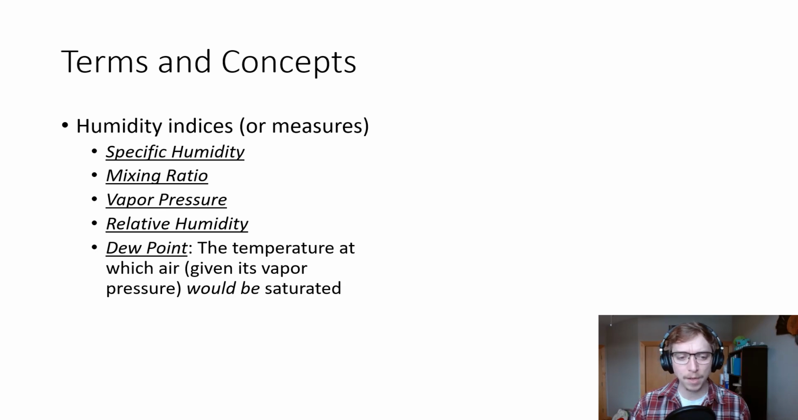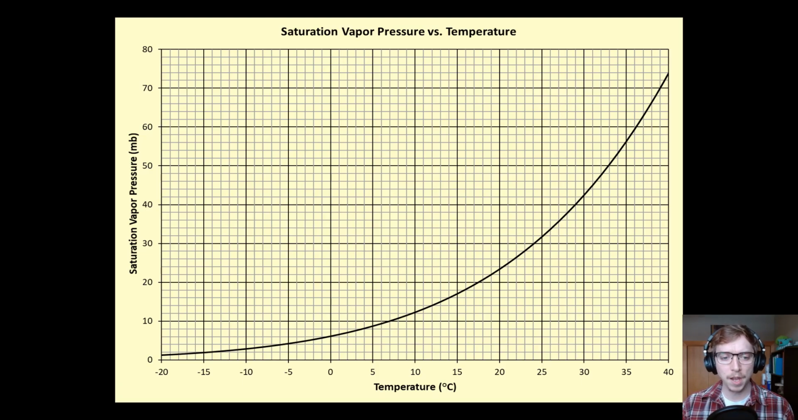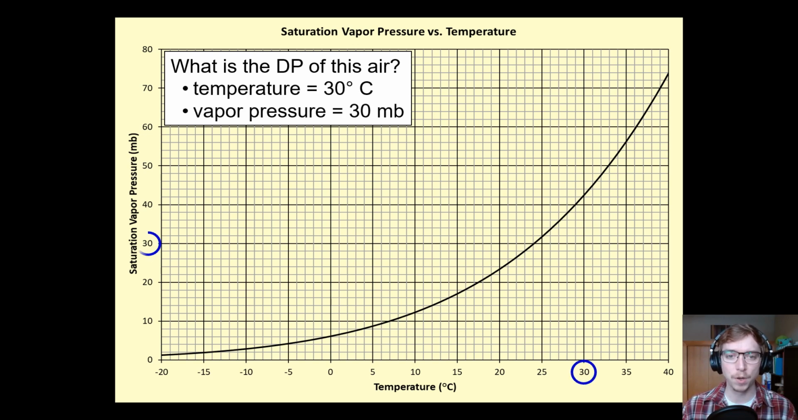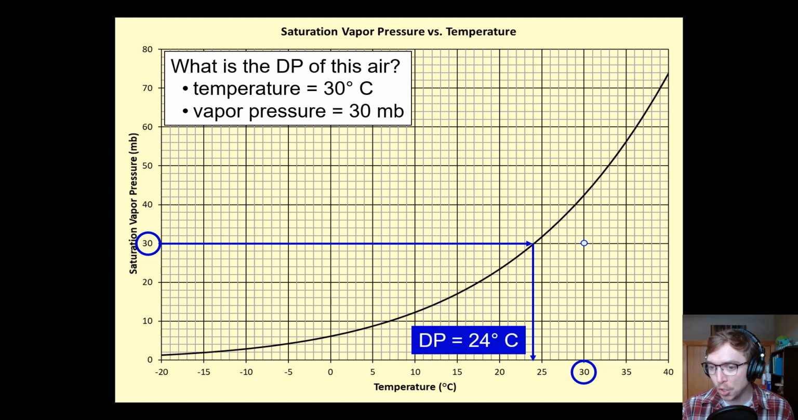So let's look at that graph again and say, what's the dew point of this air when our temperature equals 30 and our vapor pressure equals 30 millibars? If our vapor pressure is equal to 30 millibars, that means our dew point is somewhere right around here. Dew point is 24 degrees Celsius.